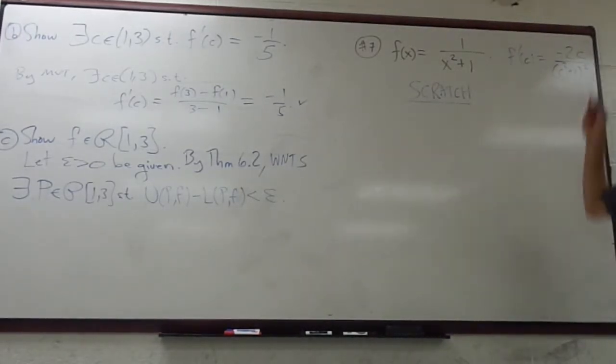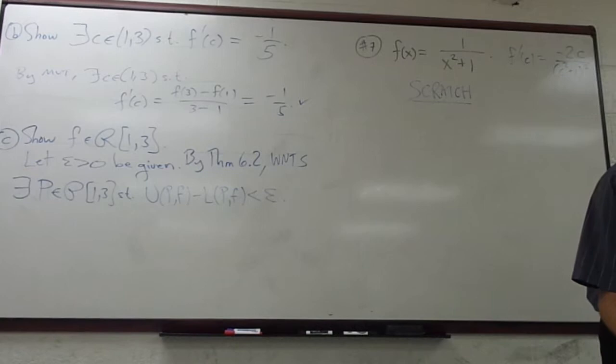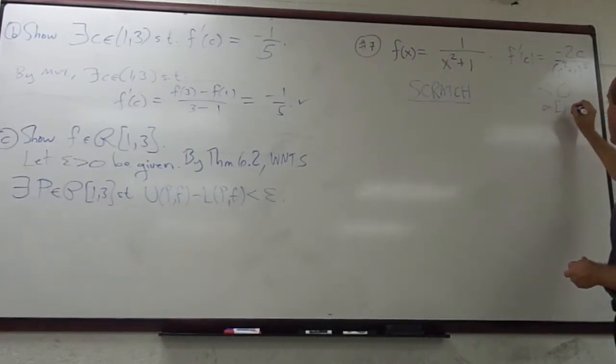So there's a corollary, I think it's 5.2, that says if the derivative is always negative, then the function is monotone decreasing. Yeah, corollary 5.2. So we could just use that. We could just say that f prime is less than 0 on the interval 1 to 3.